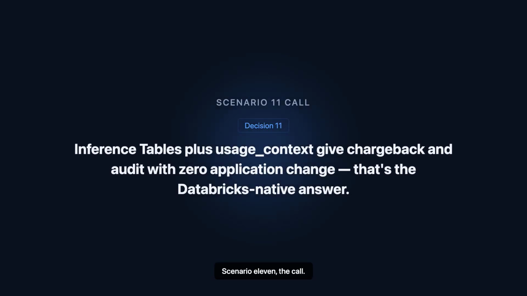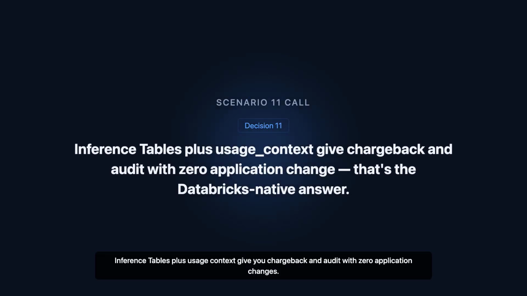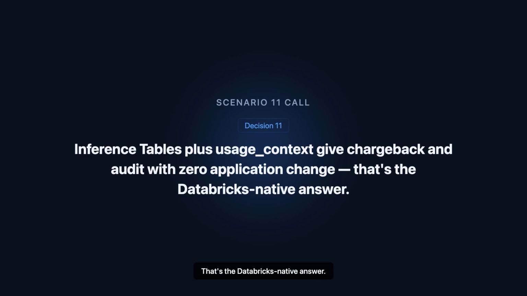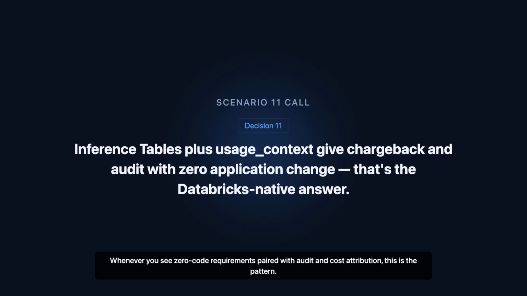Scenario 11. The call: inference tables plus usage context give you chargeback and audit with zero application changes. That's the Databricks-native answer. Whenever you see zero code requirements paired with audit and cost attribution, this is the pattern.